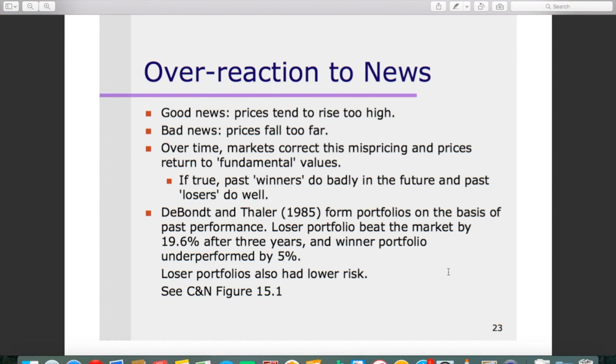The section will explain these kind of results that I got here. So these losers are doing better by 20% after 3 years, and they had lower risk. Doesn't make any sense according to CAPM or efficient markets. So a behavioral explanation is there's a tendency to overreact to the news, either to be too positive after the good news, or to be too negative after the bad news, and then there's a correction. So you can see the plot of what I described in the textbook, figure 15.1 in the 2008 book.